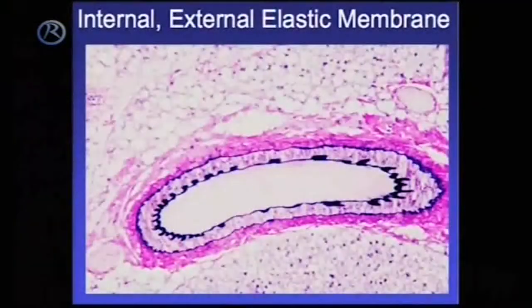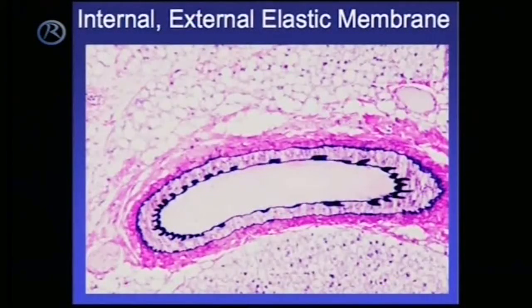Here is an elastic artery that has the elastin stained black. And you can see there's an internal elastic membrane and an external elastic membrane. And the reason it looks so zigzaggy like that, it's kind of contracted and kind of folds. Looks like a ripple chip. You ever eat ripple chips?